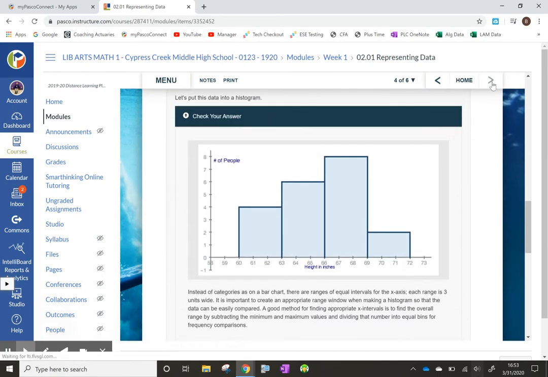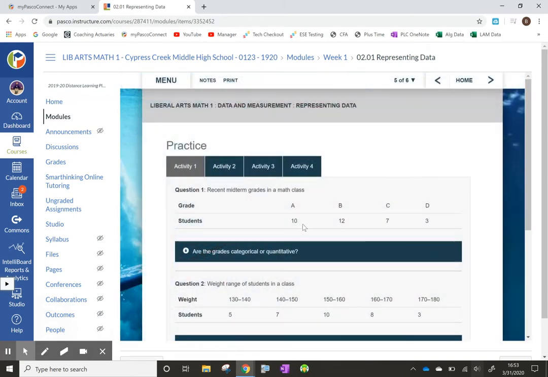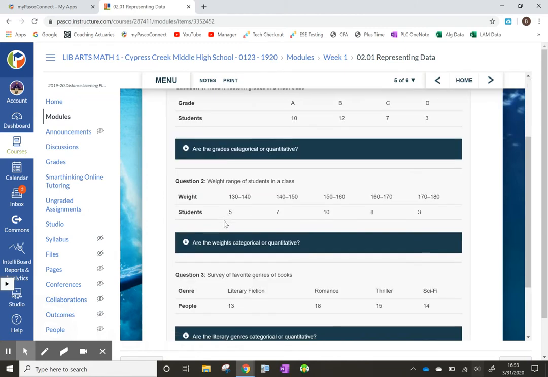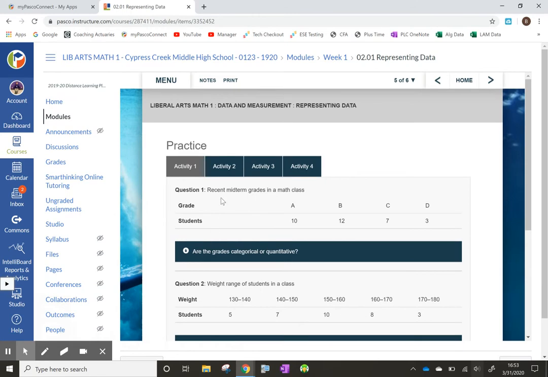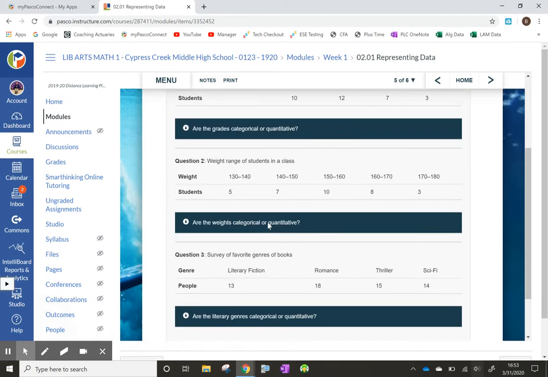All right, page 5. And this will be the last page because page 6, I believe, is just sort of the review page before you take the quiz. So these are some practice problems for you guys to go through. We'll go through maybe a couple together, but I'll let you guys kind of handle most of it. You can check your answers, I believe, on all of these.